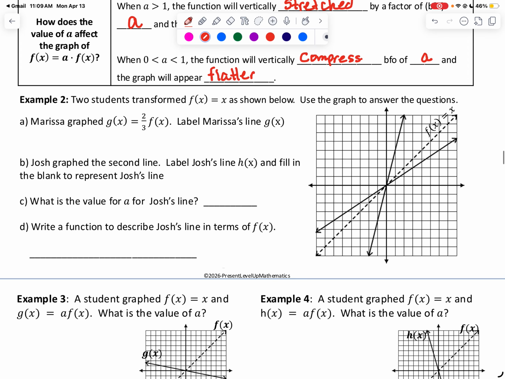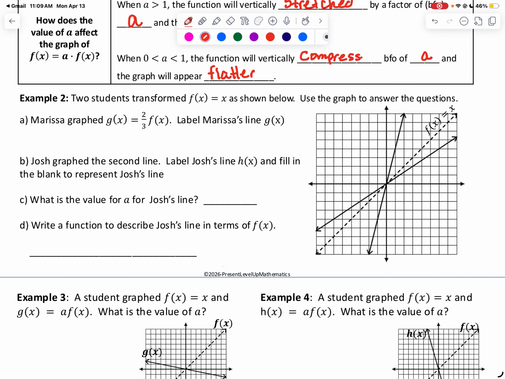Example 2. Two students transformed f of x equals x as shown below. Use the graph to answer the questions. In question A, it says, Marissa graphed g of x equals 2/3 times f of x. Label Marissa's line. So we have to determine which line is Marissa's. They gave you a clue because they said that your value of A is 2/3. And what we know is 2/3 is a number that's between 0 and 1. That means we're looking for a line that gets flatter.